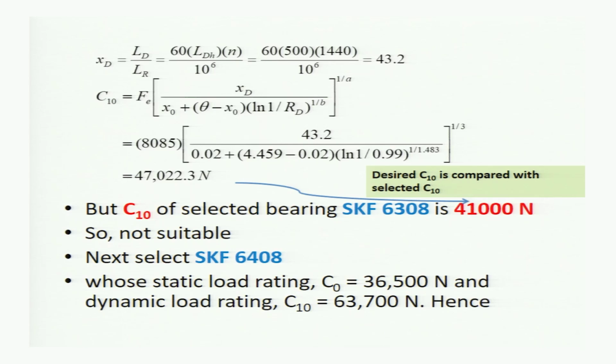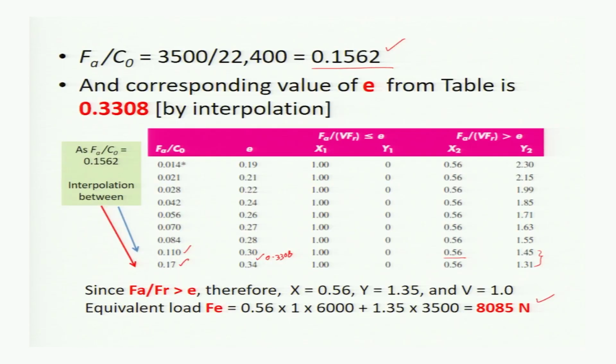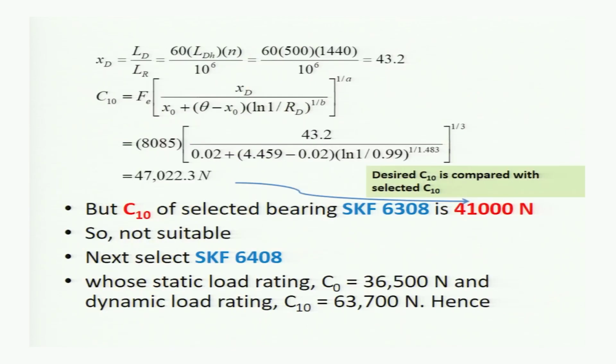Now, after getting equivalent load, this Fe, which is the desired load now, that will be called the Fd in our formula. So, Xd is equal to Ld divided by Lr. Ld is obtained in terms of millions of revolutions, because life is given in number of hours. So, this formula is used and the rated life is 10 to the power 6, and so we get Xd is equal to this one.